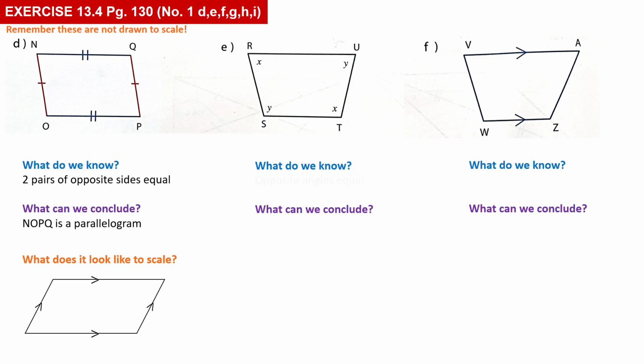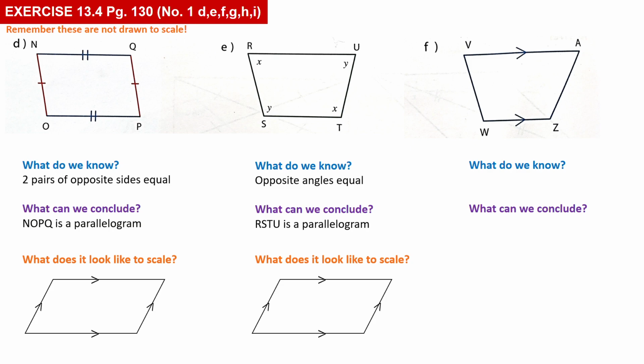Right, E, they tell us the opposite angles are equal. Okay, the opposite angles are equal and not all the angles are equal. So those two are equal to each other, and then R and T are equal to each other. So they can't all be equal to each other. So what can I conclude? I can conclude it's a parallelogram. I know that the opposite angles are also equal to each other in a rhombus, but they didn't tell me anything about the sides being equal to each other, so I don't choose rhombus. What does it look like to scale? Okay, it's a parallelogram again, so it's just the same as D.